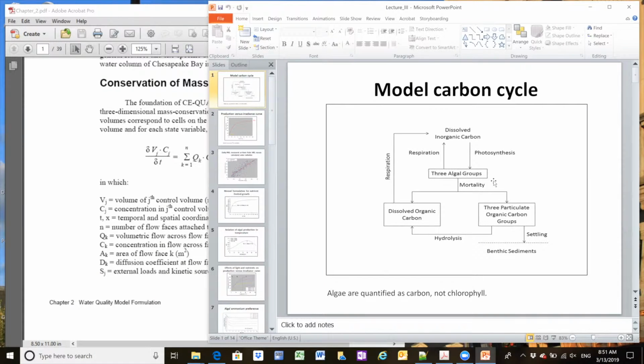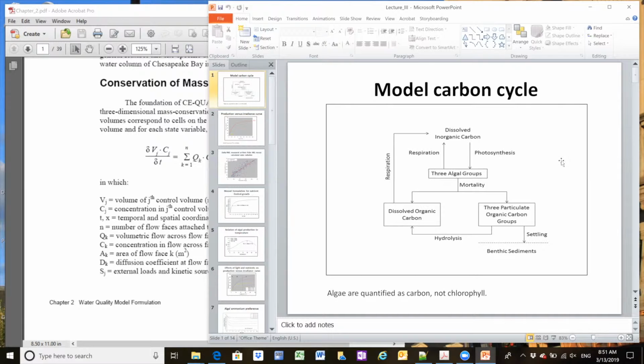Let's look at the carbon cycle for a few minutes. The way this box is organized, if it's in a square, those are model state variables. So, for example, the model state variables include algal groups, dissolved organic carbon, and particulate organic carbon. If there's no box around it, it's not really a model state variable. And then these arrows include various sources and sinks or various transfers between state variables.